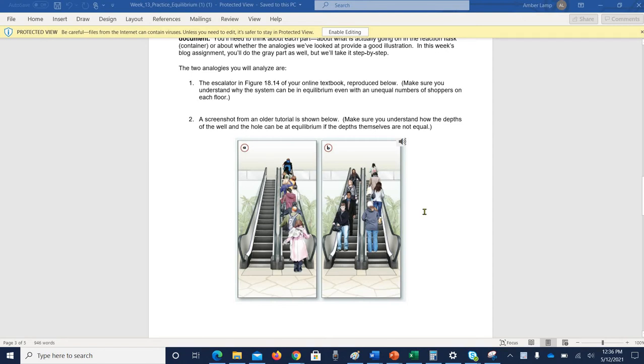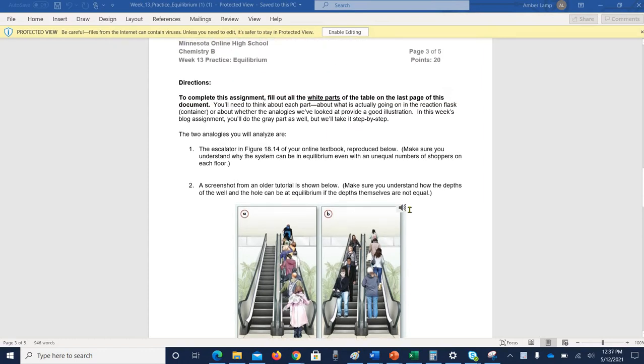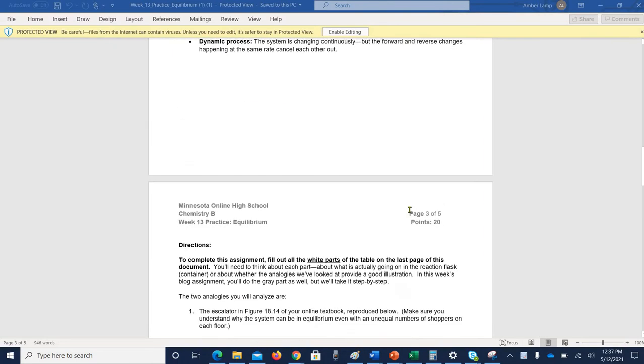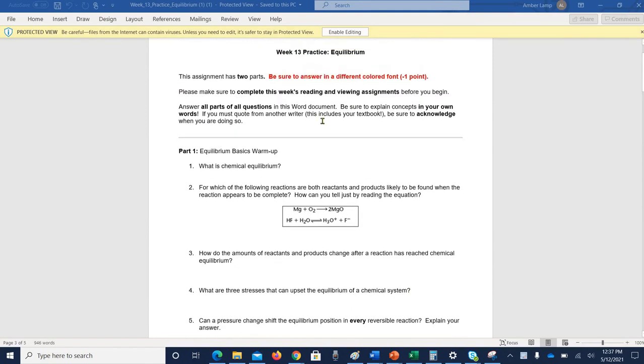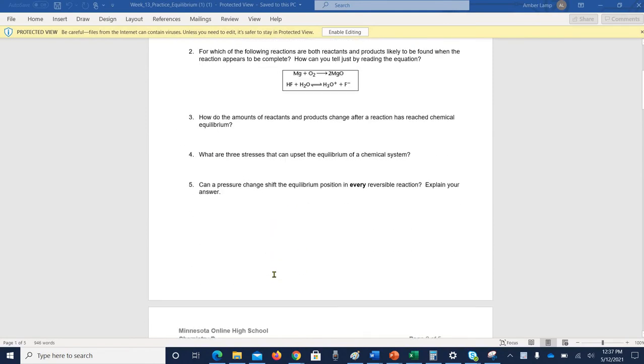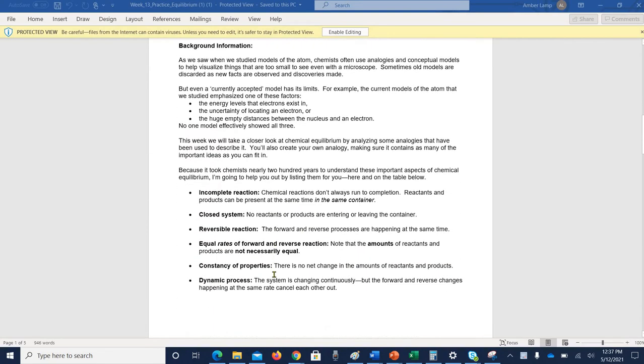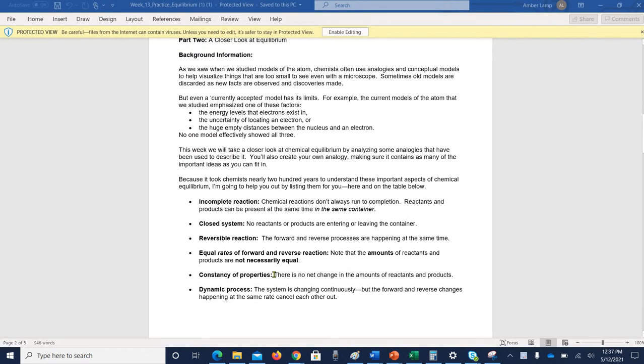I've had quite a few questions in regards to the Week 13 practice assignment. So I want to make sure I go over this so you know what I'm looking for when it comes to filling out the table at the end. Now, most students tend to feel pretty confident with part 1, so I'm not necessarily going to go over that. But part 2 tends to be the one that gives students a little run for their money.